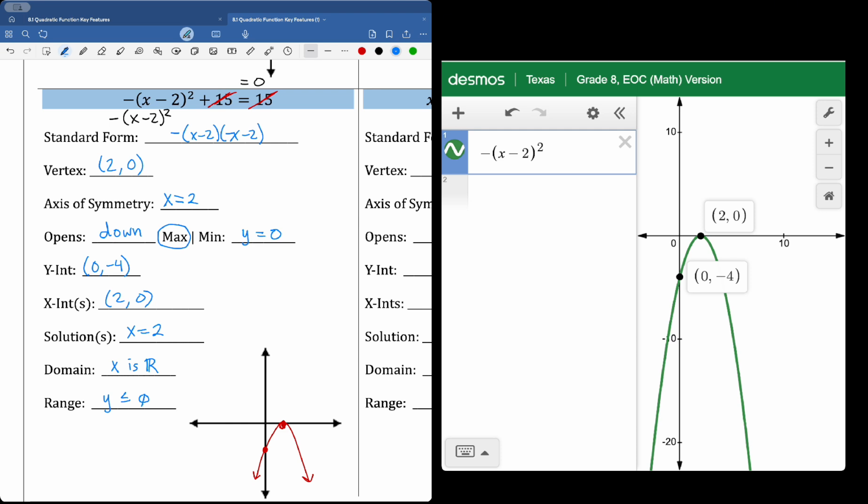Now, multiplying this through, you're going to get negative, and then on the inside, it's going to be x squared minus 4x plus 4. And then when you distribute the negative through, this is going to finish this out to be negative x squared plus 4x minus 4.